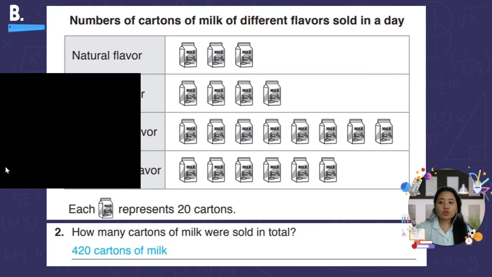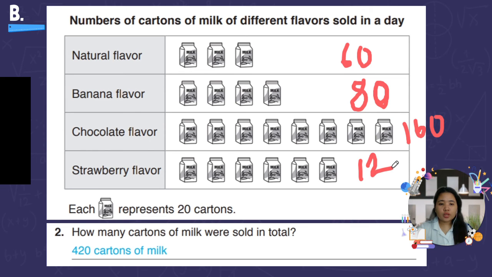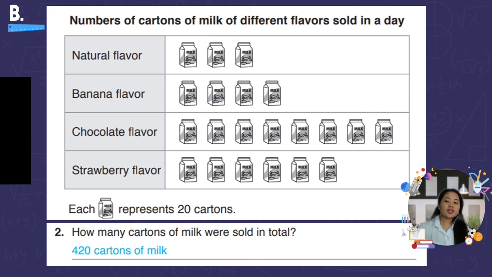So you don't have to follow what I just did, because you can just do it like this. So you write first 60. So how many here? 20, 1, 2, 3, 4, 5. Okay, so there are 8. So this will be 160. Then this will be 120. Okay, so 120 plus 160, that is 280, plus 80, that is 360. Okay, then so on. So that will become 420. Okay, so good job.